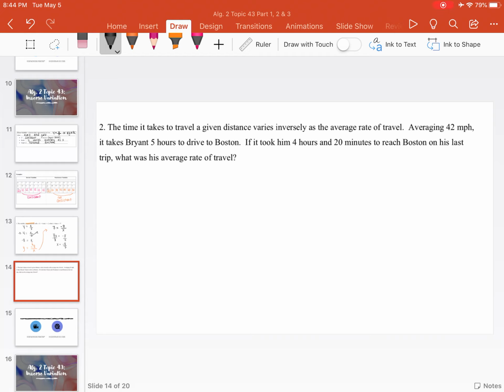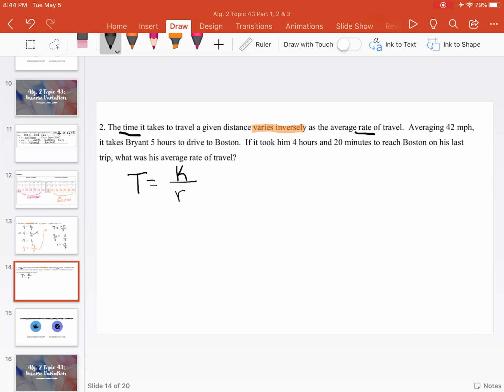Moving on to a more traditional word problem. The time it takes to travel a given distance varies inversely as the average rate of travel. So here, my two variables, I have the time it takes as well as the rate of travel. So t equals our constant divided by the rate. In the first example, averaging 42 miles per hour, it takes Bryant 5 hours to drive to Boston. If it took him 4 hours and 20 minutes to reach Boston on his last trip, what is his average rate of travel?